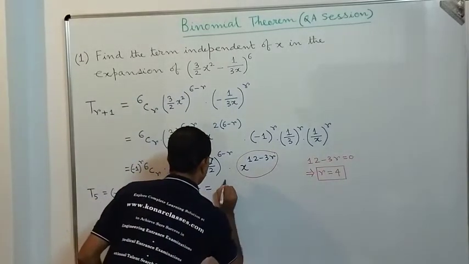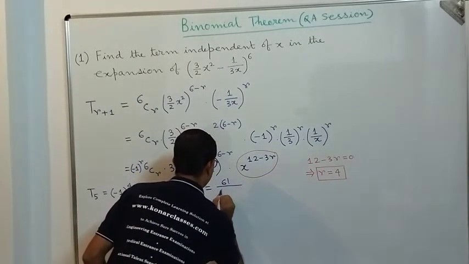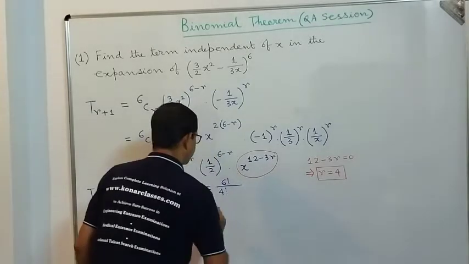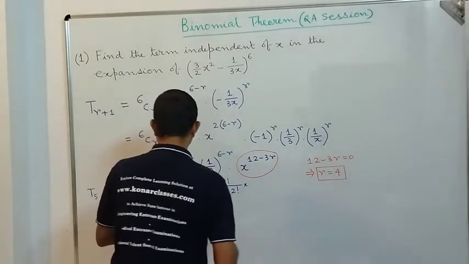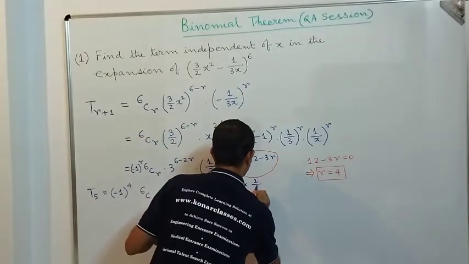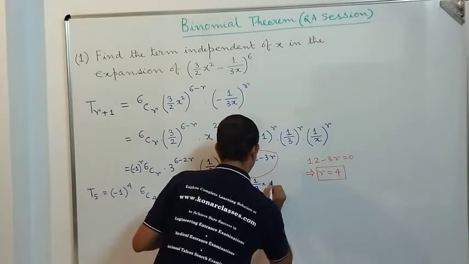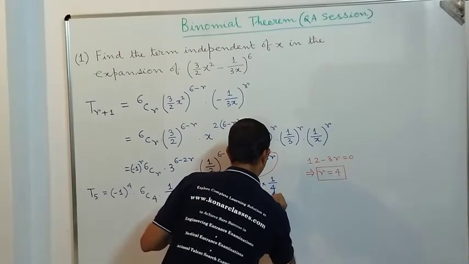So 6C4 is factorial 6 divided by factorial 4 into factorial (6-4), that means factorial 2, into 1/3^2, that means 1/9, into 1/2^2, that is 1/4.